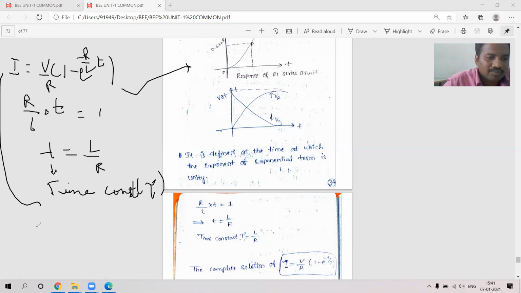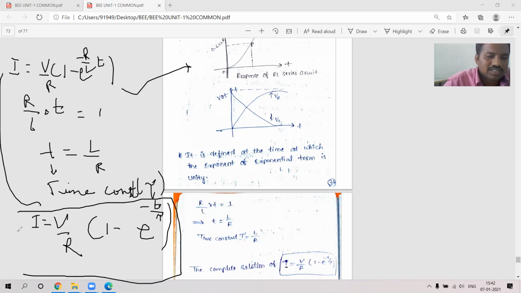I will become I is equal to V by R into 1 minus e power of minus t. T is there, and R by L is there, no? What is that one? L by R means tau, but R by L means 1 by tau. Okay. So that's why I am writing it in the denominator. So this is the final solution of the RL circuit. That means this is the response actually I am getting. That is the steady state response and transient response. Two responses I got.